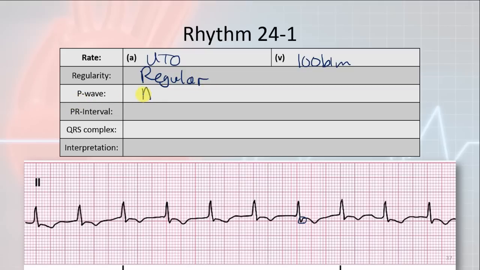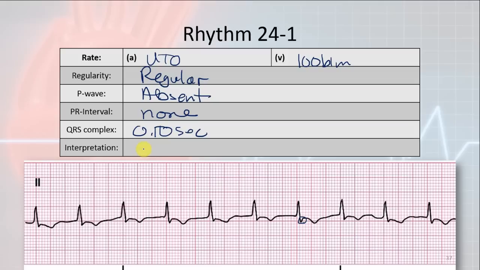P waves are going to be absent. If you don't have a P wave, you do not have a PR interval. The QRS complex, I don't know if this is a pseudo S-wave or a retrograde P wave, so I'm just going to incorporate that into the QRS width, which is fine because that gives me about a 0.10 second.